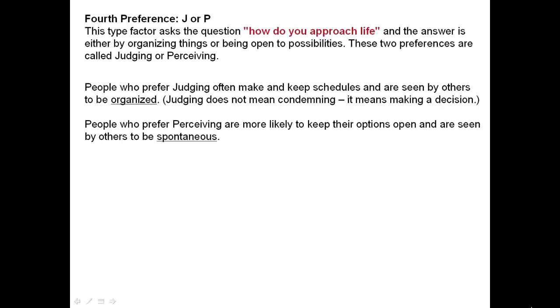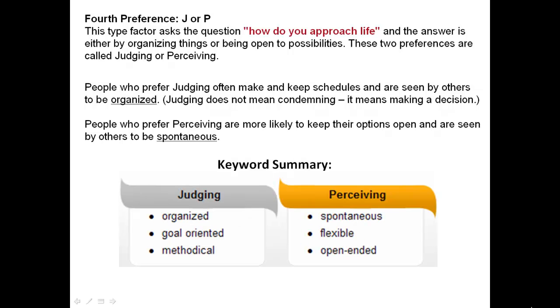People who prefer perceiving are more likely to keep their options open and are seen by others to be spontaneous. Keyword summary for judging types is they're organized, goal-oriented, and methodical. Keyword for perceiving types is spontaneous, flexible, and open-ended. Which seems more like you?